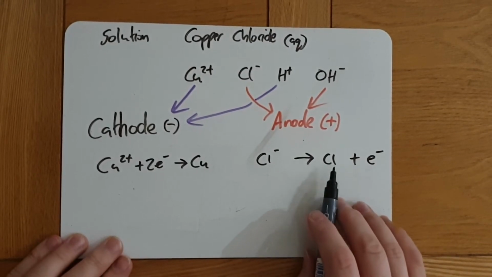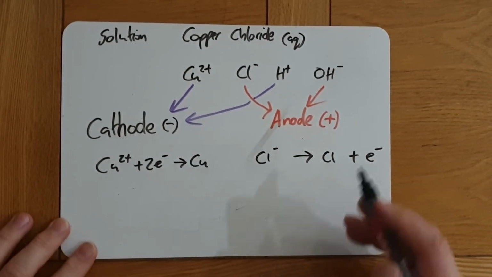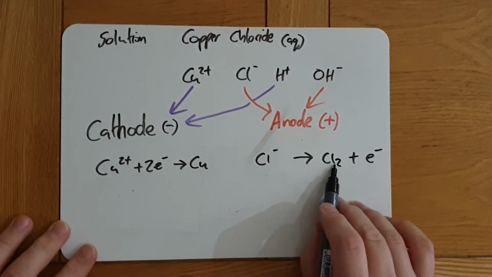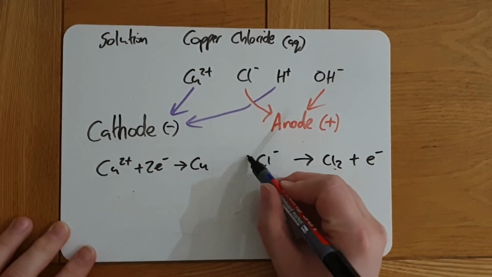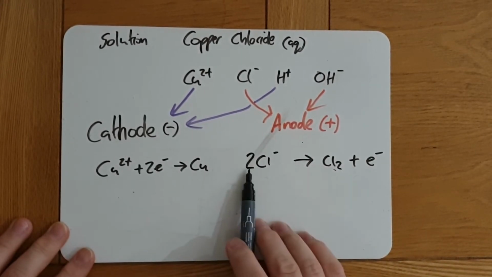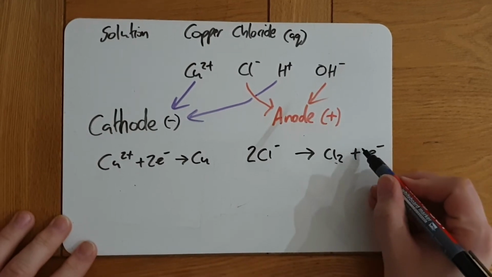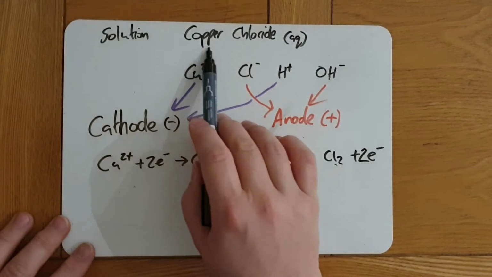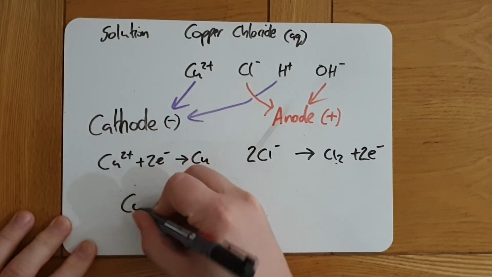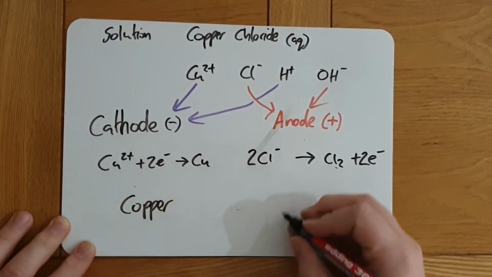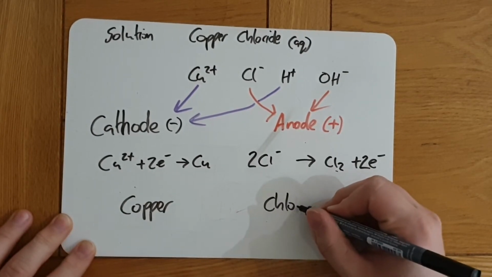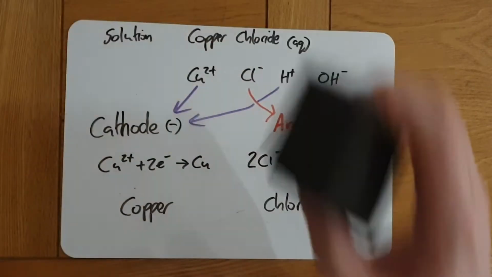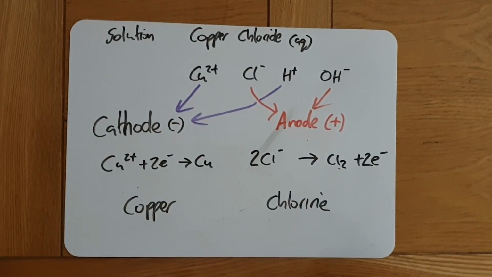And again, covalent bonding video a while back, Cl goes around in pairs, which means we need 2 of those, because it's going to go around as a Cl2. If we're going to have 2 chlorines, it must mean we would have had 2 of those ions, which means 2 negative charges. So if you do electrolysis of copper chloride solution, you make copper and you make chlorine.